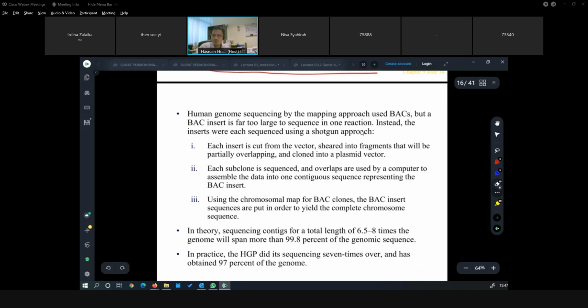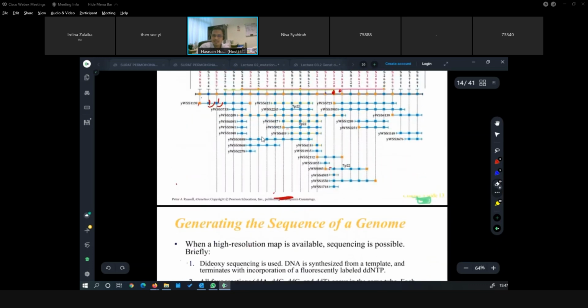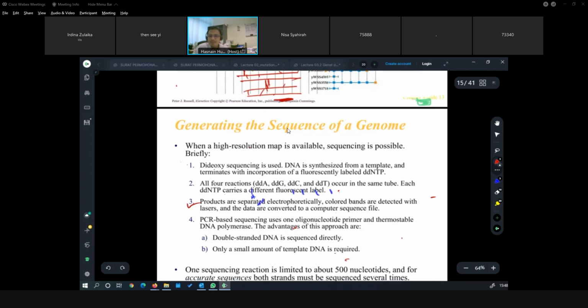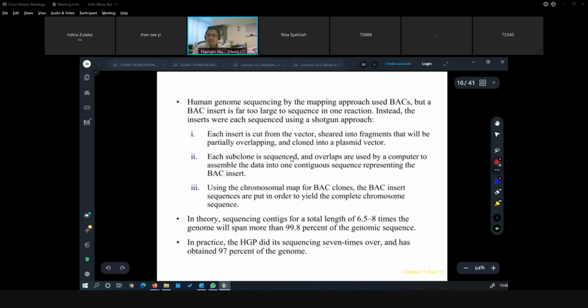The large clone, for example like this one, they cut into smaller pieces, and then cut into even smaller pieces. If you take this one, actually it's not one strand only. These are many strands, hundreds and thousands of strands of the same strand. When they cut into smaller pieces, partial digestion can also happen, in which some of them are overlapping. That happens, and they clone into plasmid.